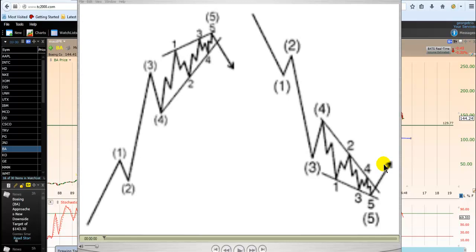This is a short video, what I like to call a focus tutorial, where we answer a specific question with a specific answer. The question this time is: why is the ending diagonal's wave structure 3-3-3-3-3? Why are the internal waves of the ending diagonal formed of 3-3-3-3-3? All right, let's get started.